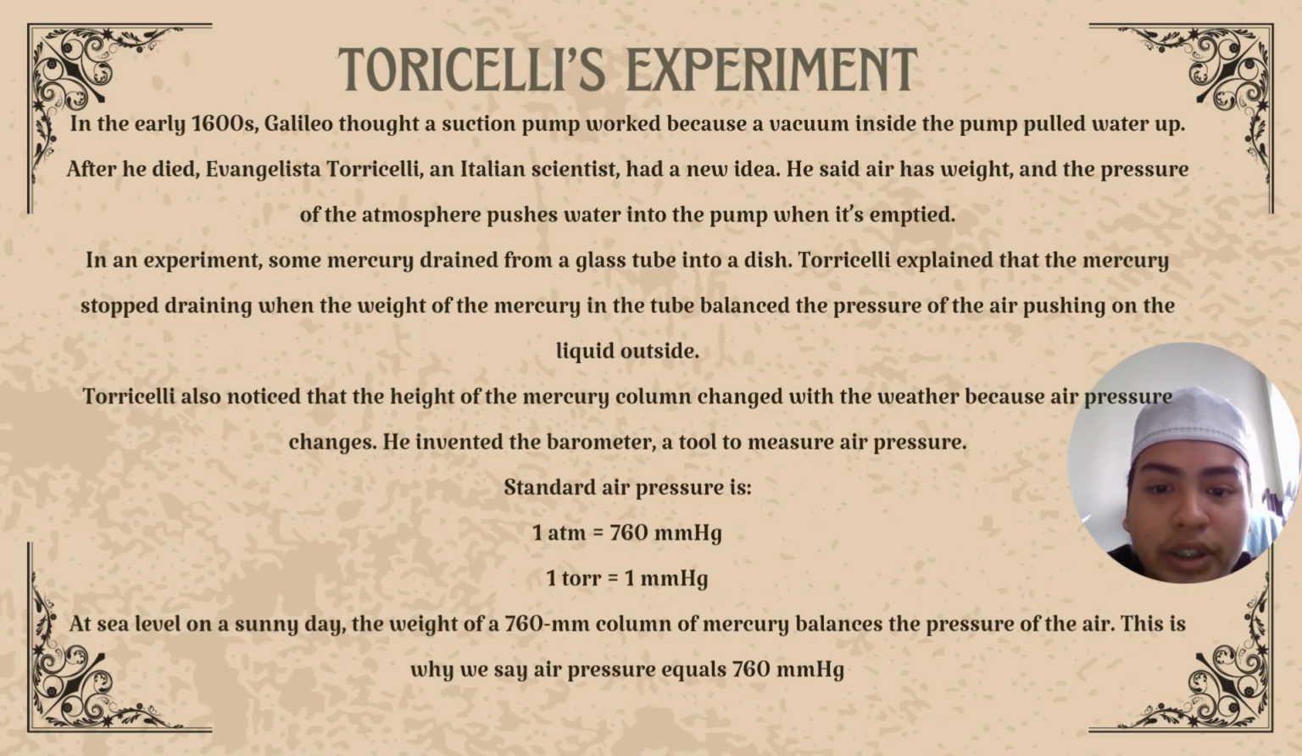Standard air pressure is 1 atm, equal to 760 mmHg. At sea level on a sunny day, the weight of a 760 mm column of mercury balances the pressure of the air. This is why we say air pressure equals 760 mmHg.